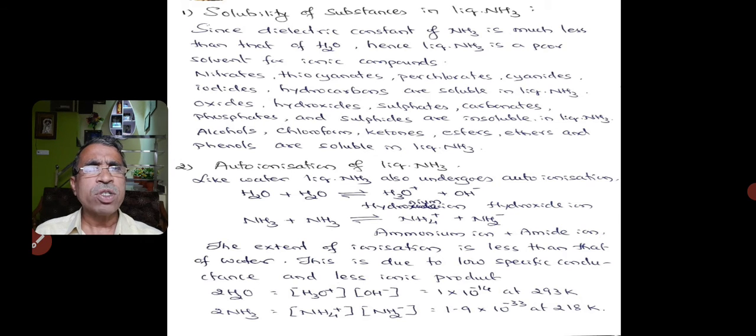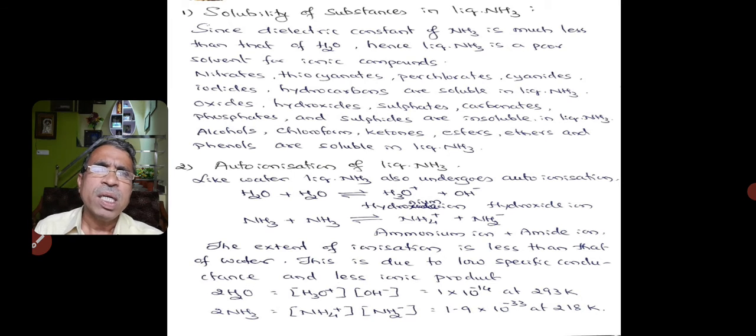Nitrates, thiocyanates, perchlorates, cyanides, iodides and hydrocarbons are soluble in liquid ammonia. Oxides, hydroxides, sulfates, carbonates, phosphates and sulfides are insoluble in liquid ammonia. Alcohols, chloroform, ketones, esters, ethers and phenols are soluble in liquid ammonia. This is about the solubility in liquid ammonia.